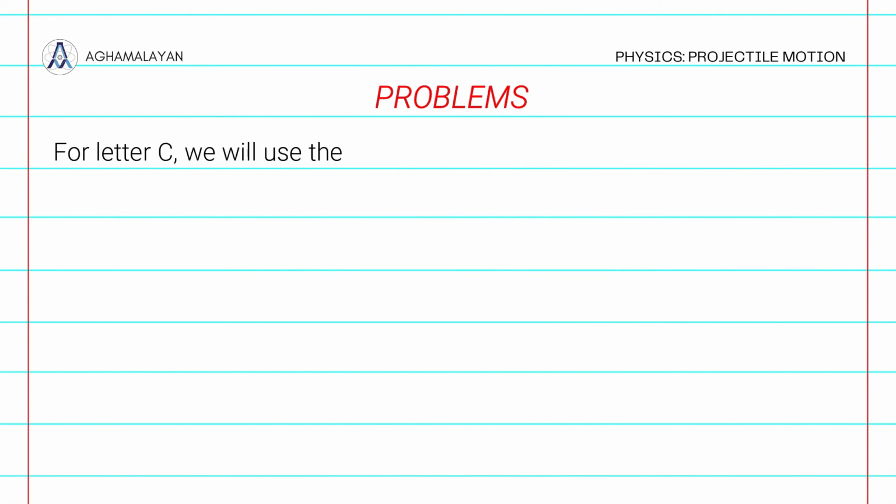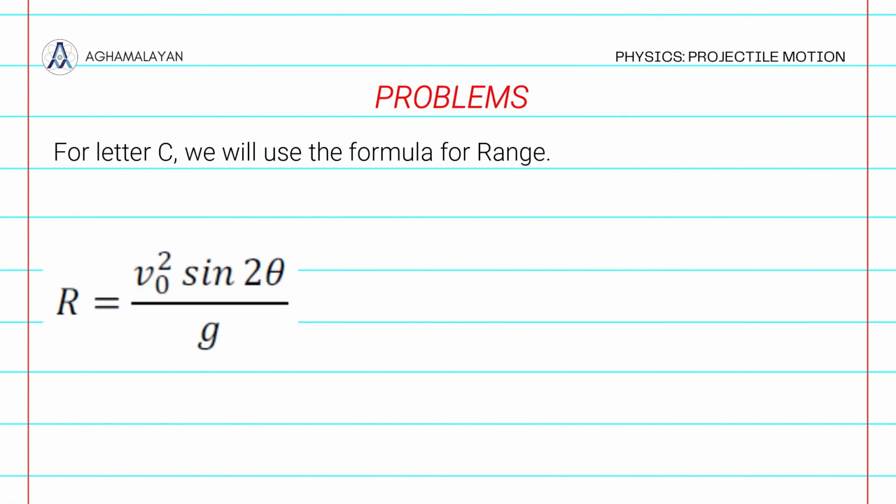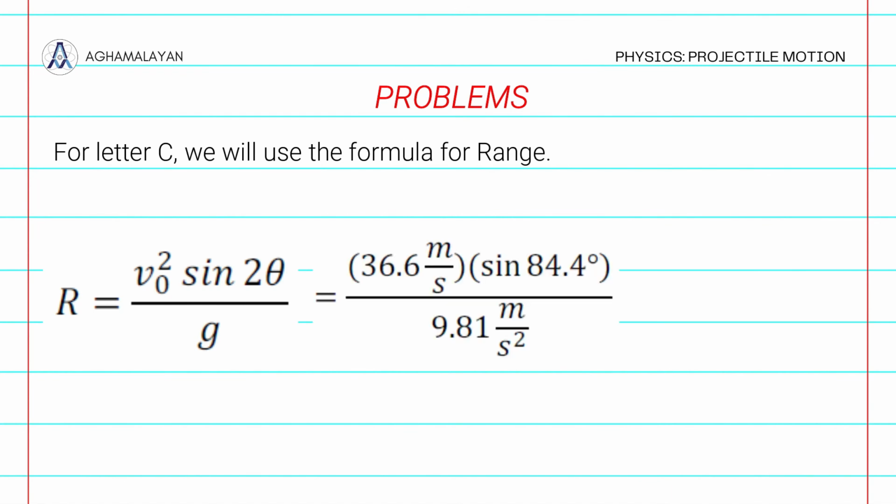For letter C, we will use the formula for range. So range would be equal to v naught squared times sine 2 theta all over g, which will be equal to 36.6 meters per second squared times sine 84.4 degrees, I'm sorry. The 84.4 was just 42.2 times 2, given the data from the problem, all over 9.81 meters per second squared. Simplifying that, you will have a final answer of 136.0374 meters.